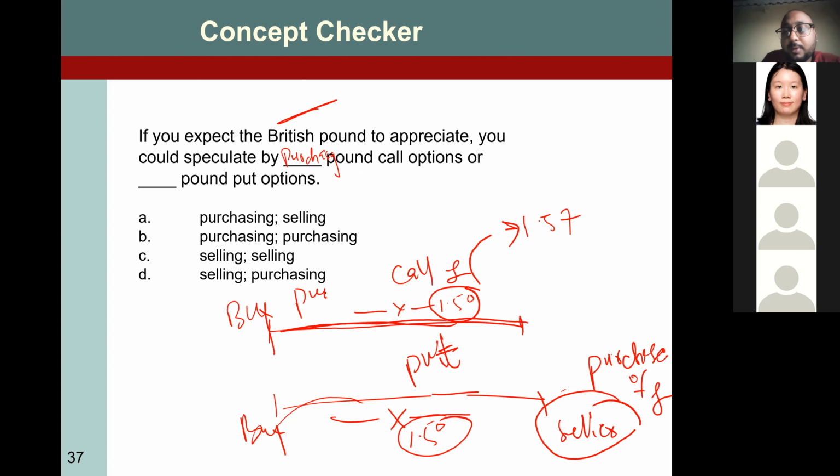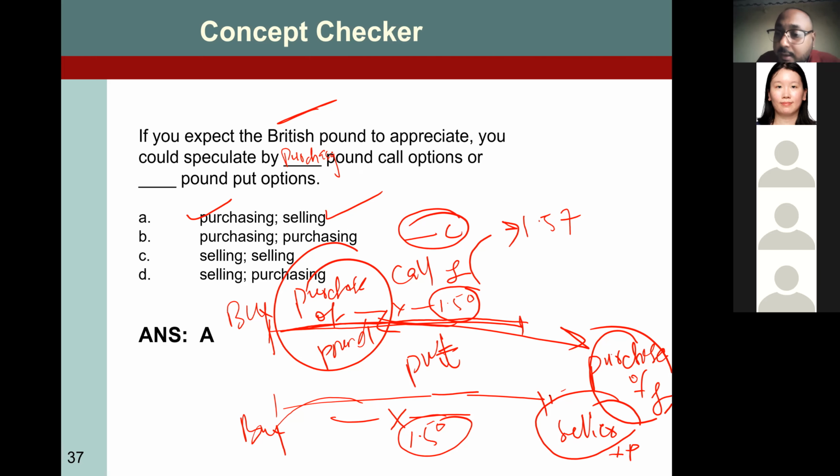But the contract you will go into is purchasing call option and selling put option. If you purchase the call option, you will be paying the call premium. If you sell the put option, you will be receiving the put premium. So that is the strategy you must do.